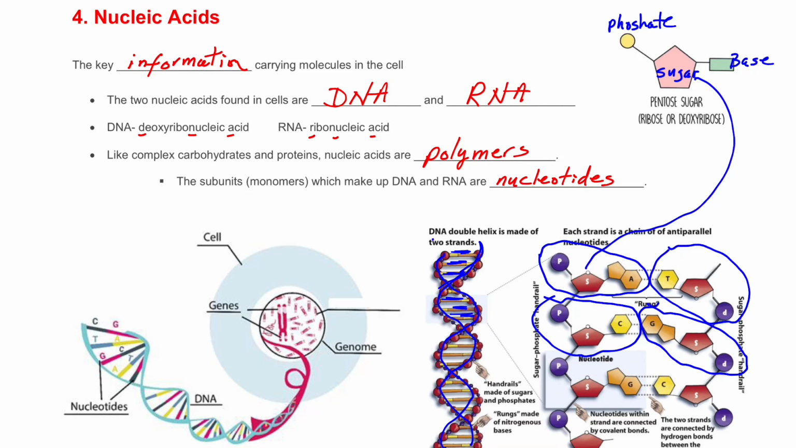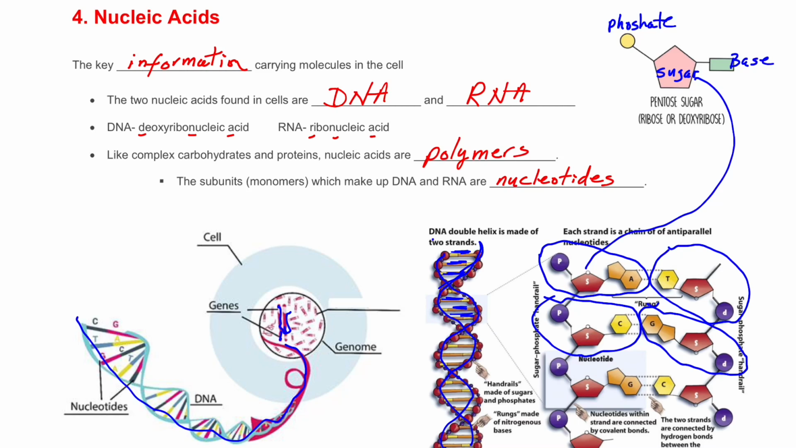And of course, if we spiral this double helix, twist it and fold it and condense it enough, it eventually becomes a chromosome. So down here you see the chromosomes in the nucleus of the cell.